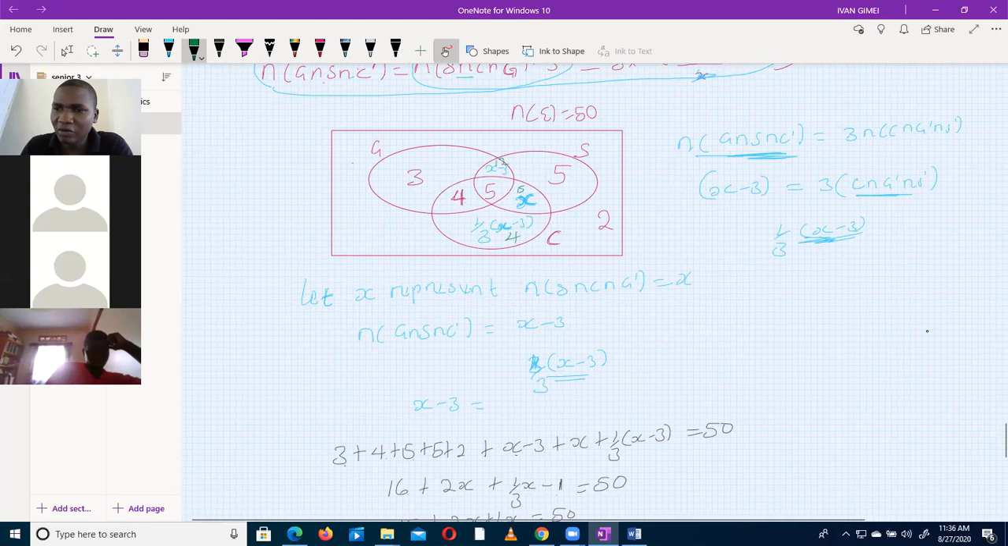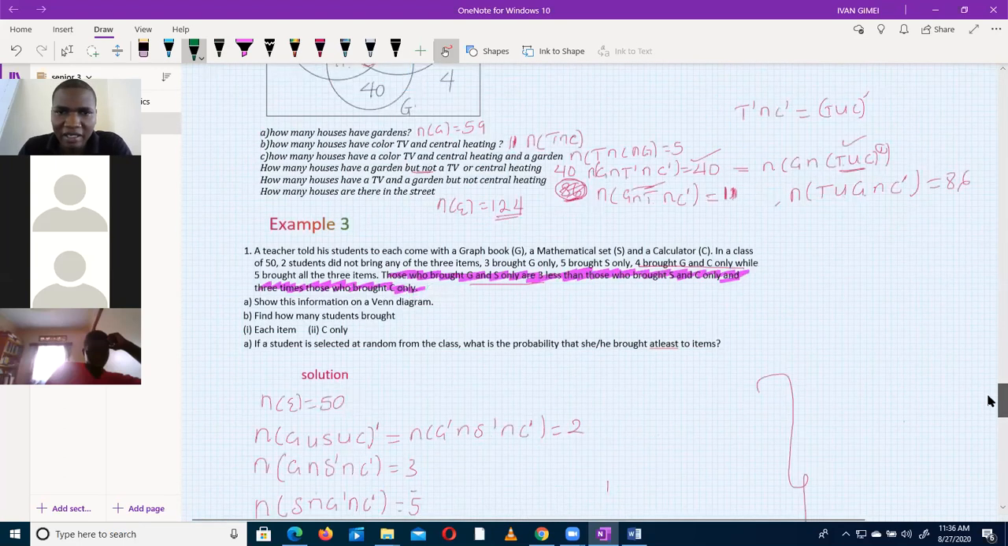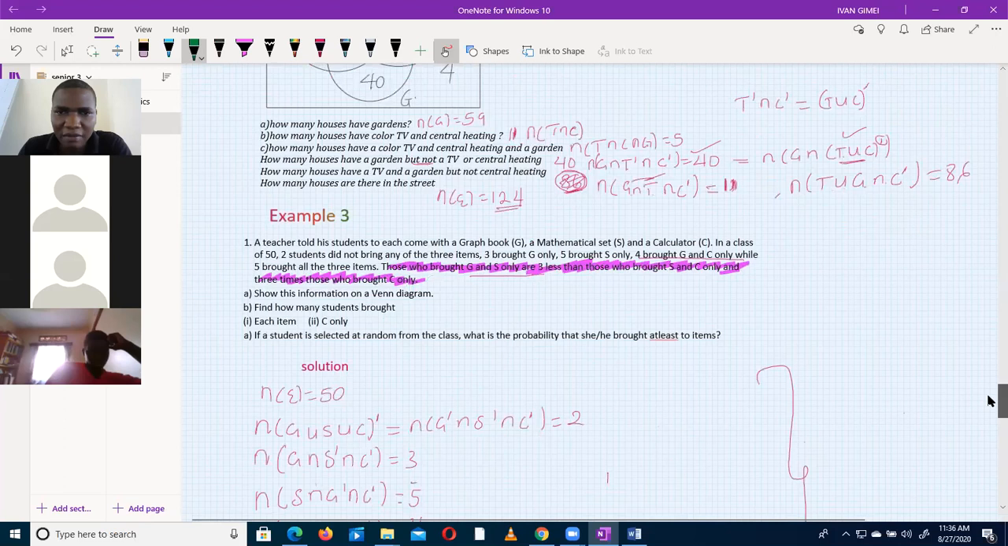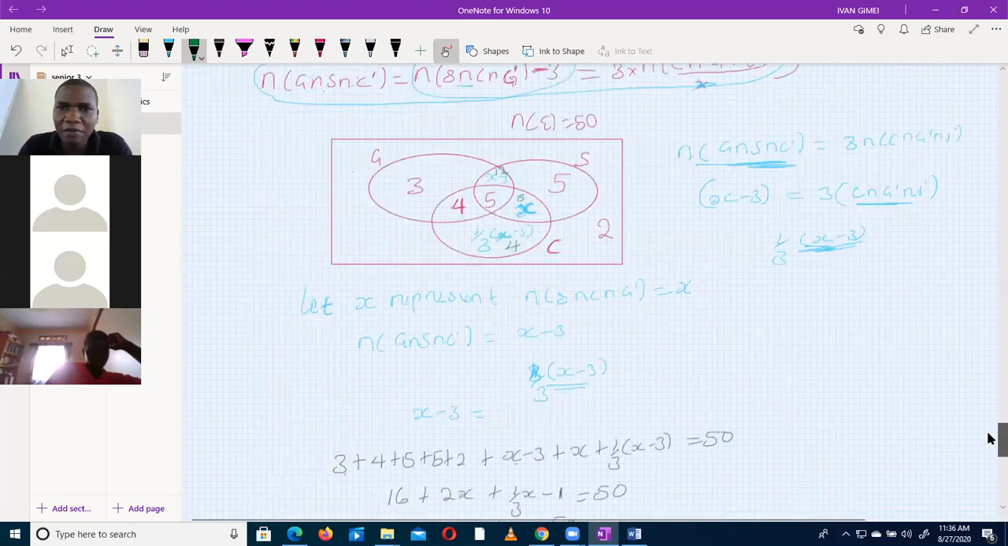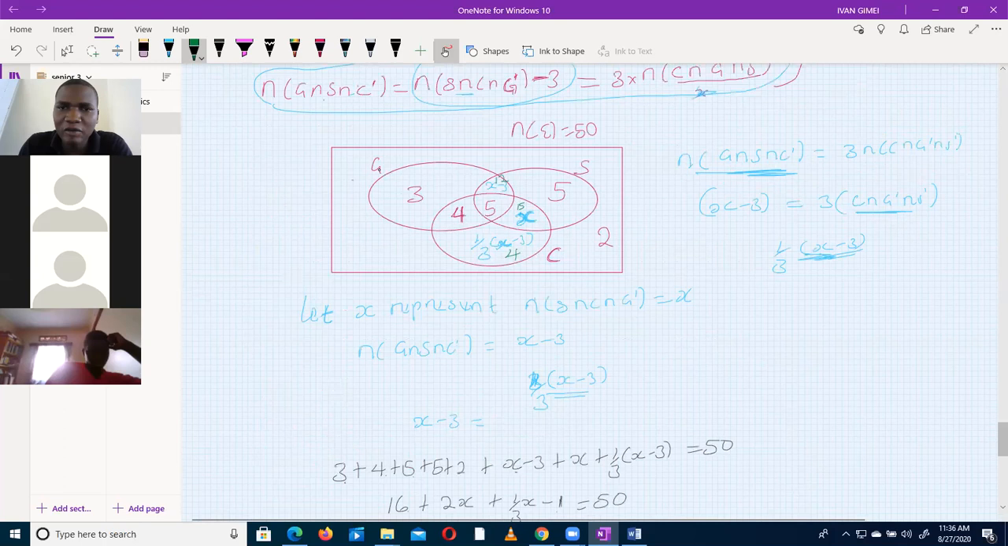Now, when they ask you the other question, it will be very easy for you to answer. The other question says, find how many students brought each item. Now, how many brought graph books? I add everything in this circle here. Those who brought graph books will be 12 plus 5, 17, 24. There are 24 who brought graph books.